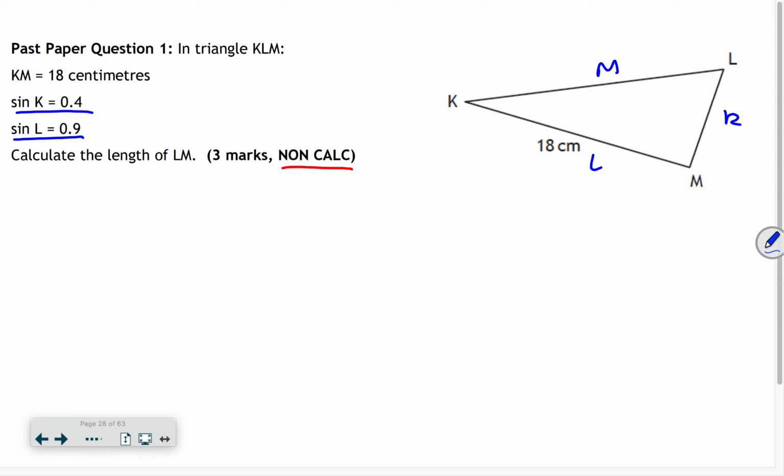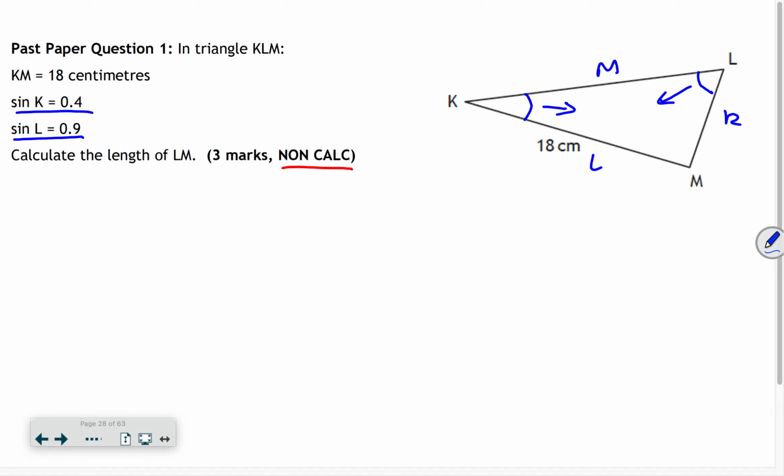Okay, so what rule are we going to use? It's going to be the sine rule. Why is it the sine rule? Because it says there in the question, you're dealing with sines. So we don't even need to think about what we're dealing with here. We're dealing with sine K, so we're dealing with that angle. We're dealing with sine L, so it's going to be that angle. You can even see from the diagram, it is the sine rule because we have side over the opposite angle, and then it's going to be side over the angle that we also have.